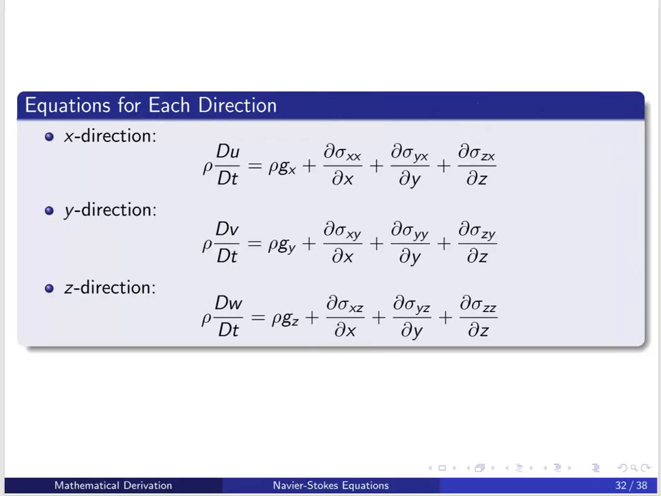Now in the x direction, we get ρ Du/Dt = ρgx + ∂σxx/∂x + ∂σyx/∂y + ∂σzx/∂z. Similarly, we will get the y direction and z direction components.